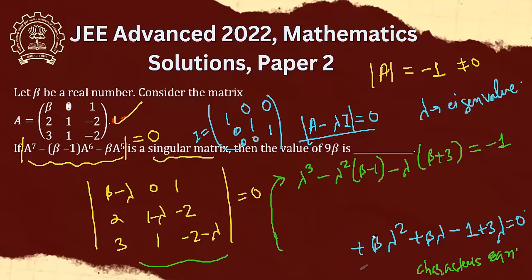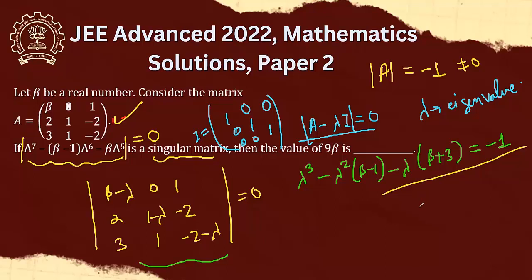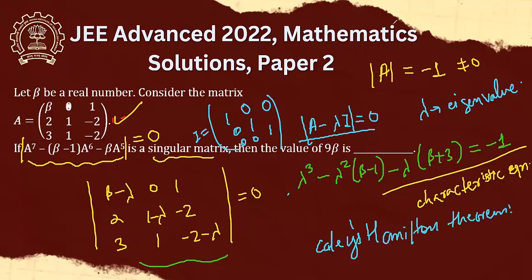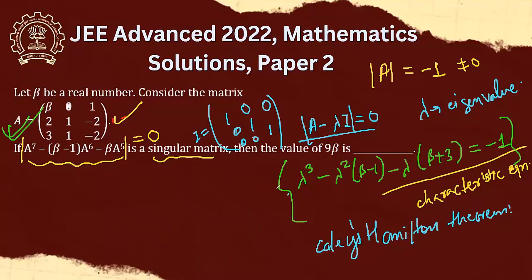Now this is the characteristic equation, and by the Cayley-Hamilton theorem, the characteristic equation is satisfied by the matrix itself. That means this equation will be satisfied by A itself. This is what the Cayley-Hamilton theorem tells us. So from this I can write that A will be satisfying the characteristic equation. That means A cube minus A square (beta minus 1) minus A (beta plus 3) is equal to -1.